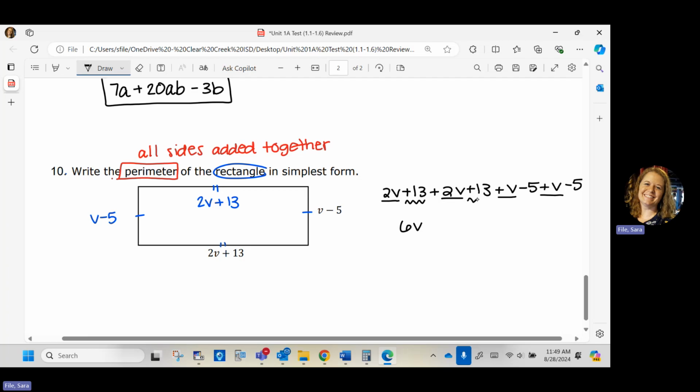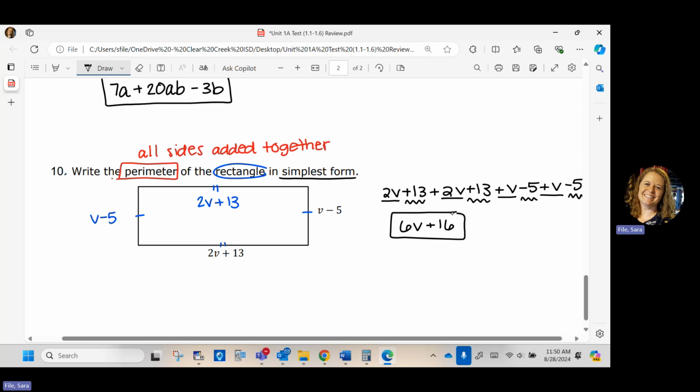And then all my constant terms. So 13 and 13 is 26, minus 5, minus 5. So that's 16. And that's it in the simplest form. That's as far as we can go because we don't know V.